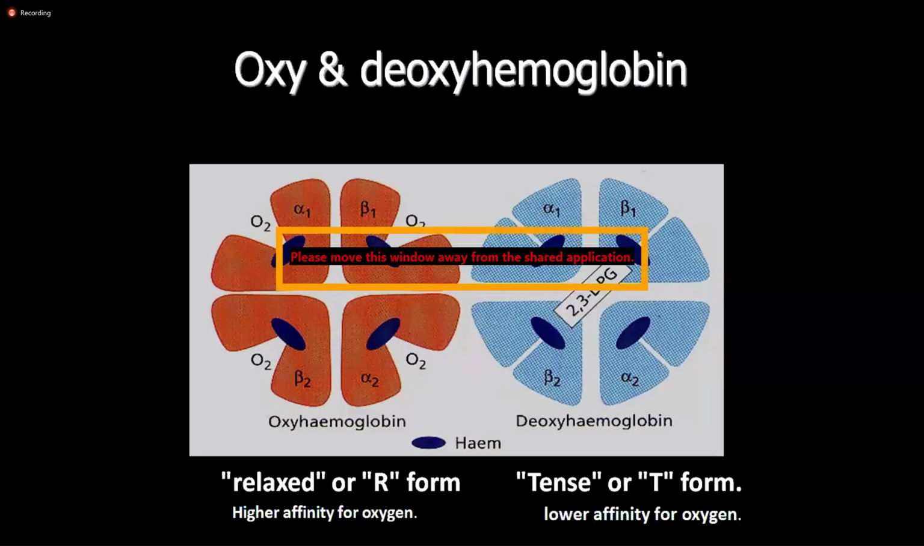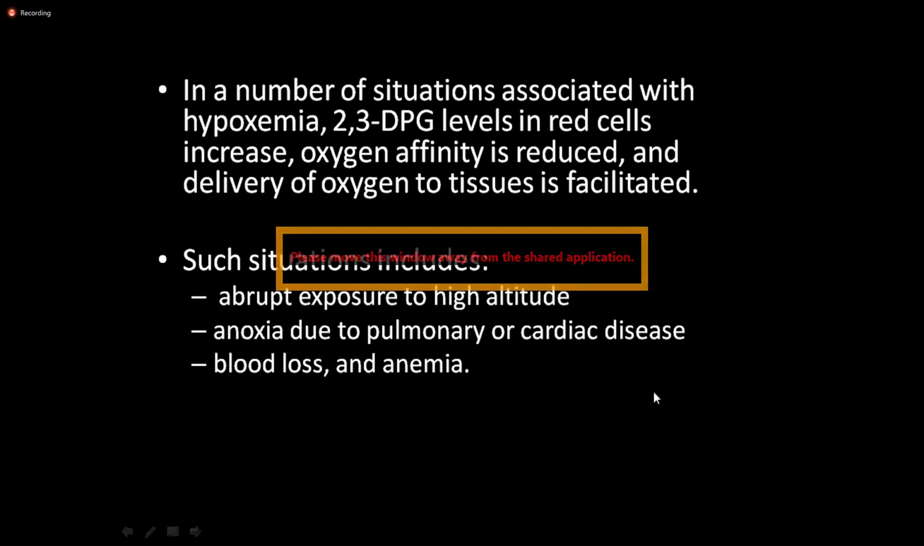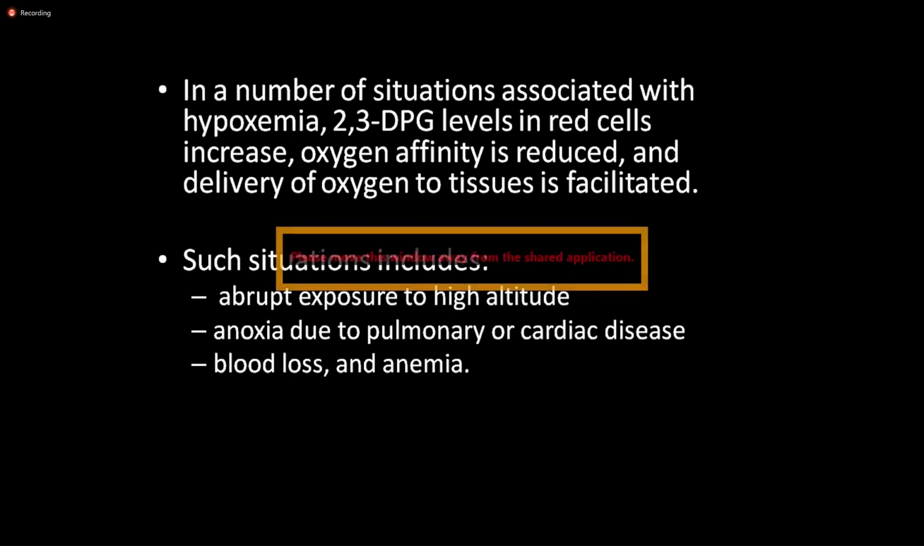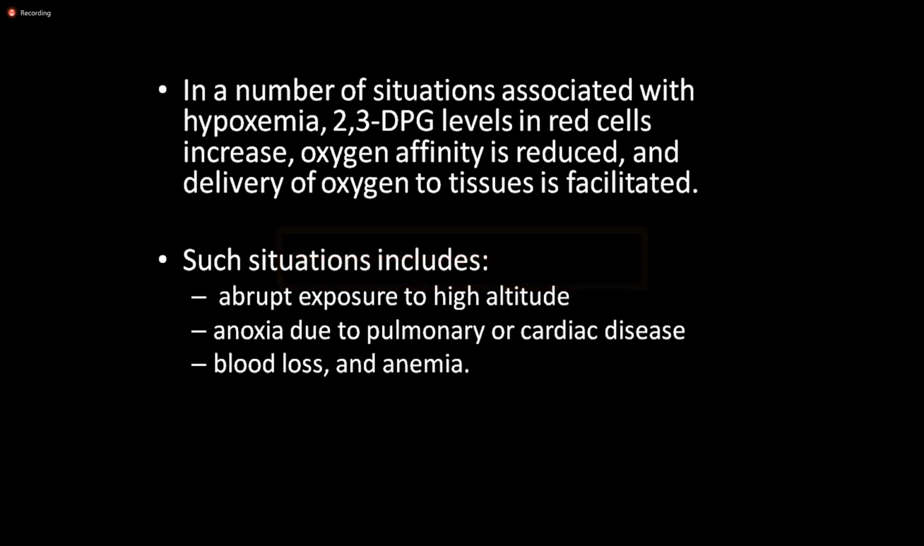Okay, so this is a very important mechanism. A number of situations are associated with hypoxemia, like when you go to a high altitude, or when there is pulmonary or cardiac disease, or when there is anemia due to blood loss. What happens? The level of 2,3-BPG in the RBC increases. So when the level of 2,3-BPG in the RBC increases, hemoglobin can easily lose its affinity for oxygen. So a very small amount of RBC or hemoglobin can also transport oxygen very easily towards the tissue.